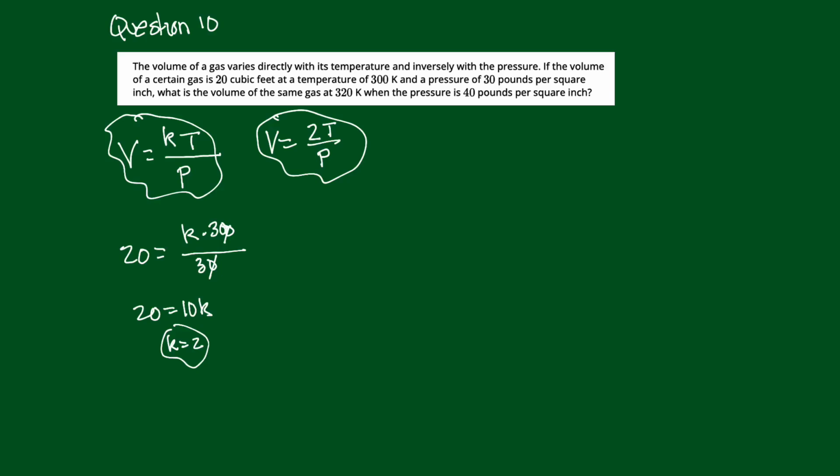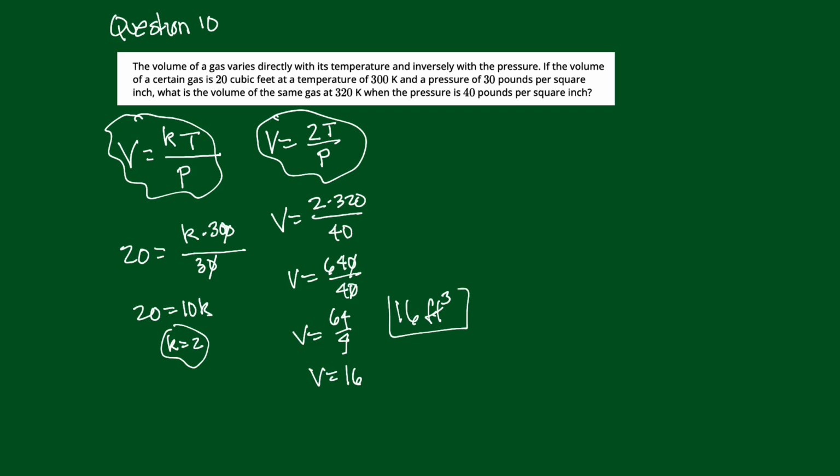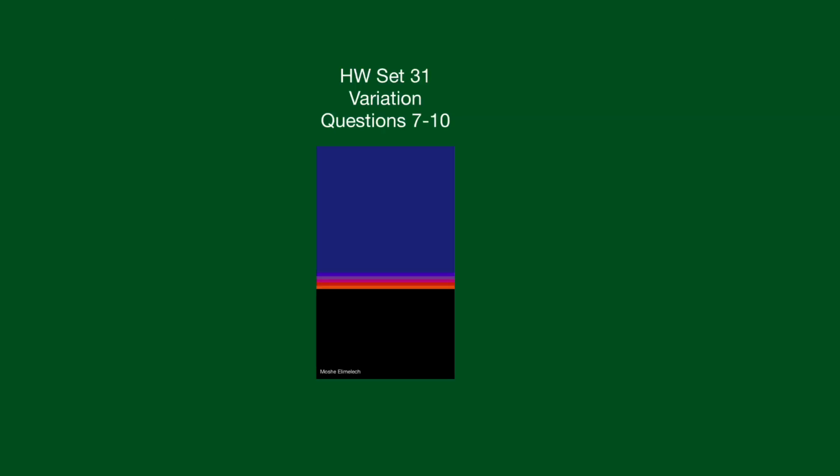And now what we want to do is this. What is the volume? So find V of the same gas when the temperature is 320. All right, so V is equal to this fraction, 2 times 320, and the pressure is 40. Okay, so the volume is, this is actually going to be what? 640 over 40. Those go. So the volume is 64 over 4. So the volume is, that's a 16. So I'm going to say 16 cubic feet. And that brings to an end homework set 31.